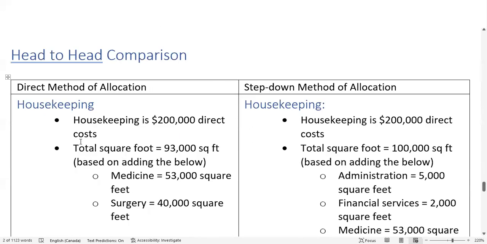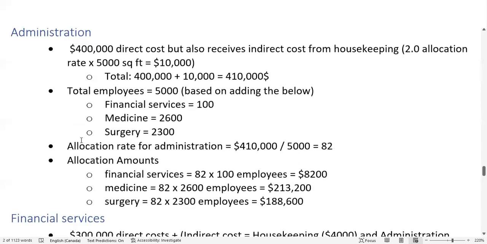Right. So in this case, we can calculate now the administration. We divide 410,000 by the total employees, which is the cost driver. In this case, we divide this by 5,000, which is the total number of employees for these three departments here. And we now know the cost driver, which is 82. So now we can calculate the allocation amounts for each department that will receive this. For financial services, it's 82 times 100 employees for $8,200. For medicine, it's 82 times 2,600 employees or $213,200. For surgery, it's 82 times 2,200 employees, and it's equal to $188,600.